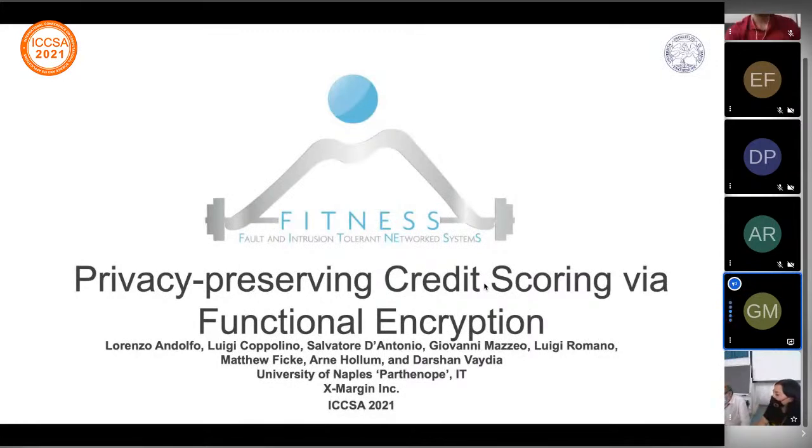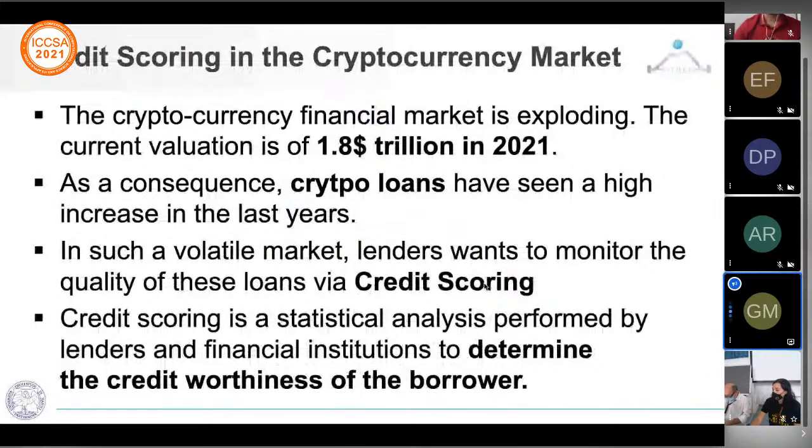So in this presentation, I'm going to present this paper, Privacy Preserving Credit Scoring via Functional Encryption. First of all, let me introduce the context quickly. The context is the cryptocurrency financial market. This market is exploding. It has reached 1.8 trillion in 2021. And as a consequence, there is a strong trend in starting crypto loans that have seen a high increase in the last years.